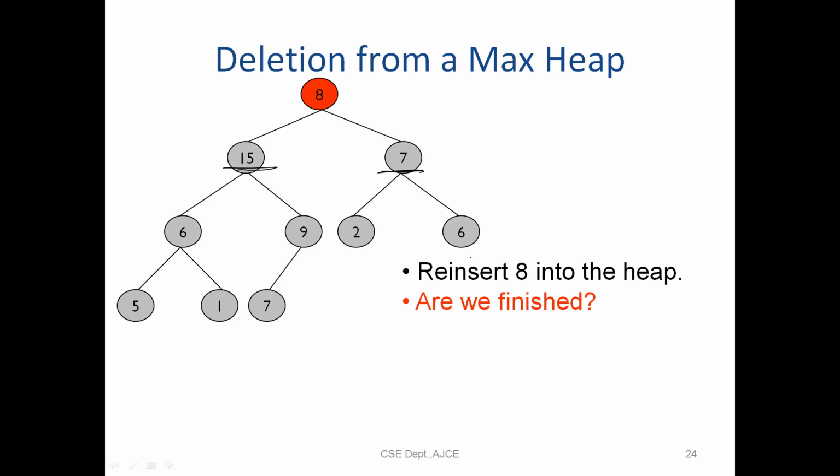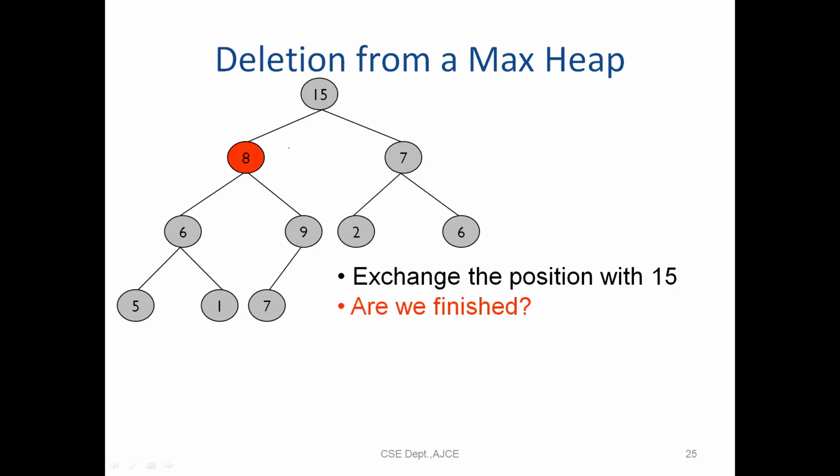Among both of its children, the smaller one cannot be exchanged upwards, right? So you have to find out which one is greater, 15 or 7. Since 15 is greater, we'll only be swapping 8 with 15. See, like this. Now, is 8 in the correct position? We have to check with its children. Its children are 6 and 9. You can see 9 is greater than 8.